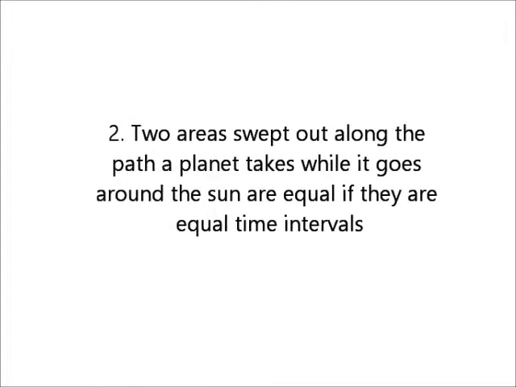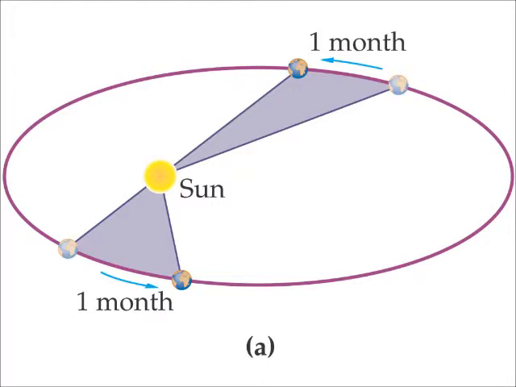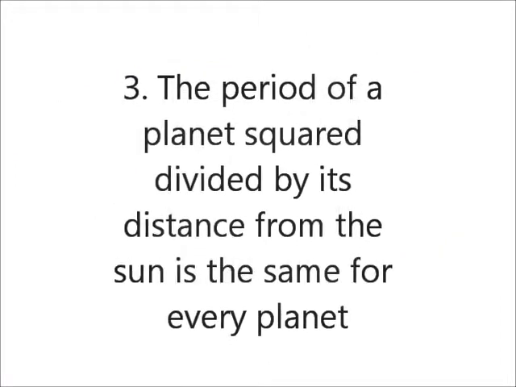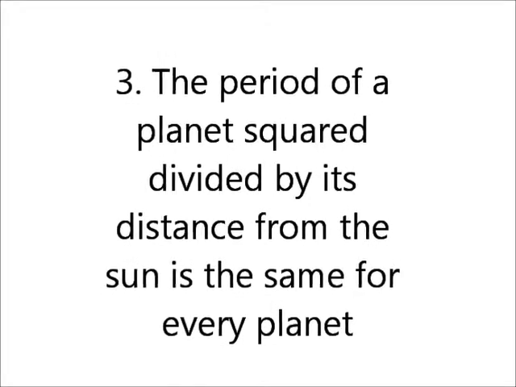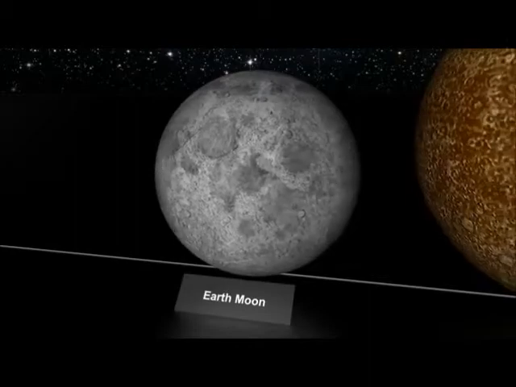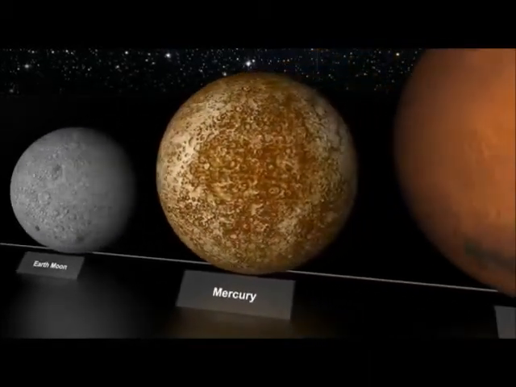Kepler's second law is that two areas swept out along the path a planet takes while it goes around the sun are equal if they are of equal time intervals. Kepler's third law is the period of a planet squared divided by its distance from the sun is the same for every single planet. Here's an animation of the planets in our solar system and their relative sizes.